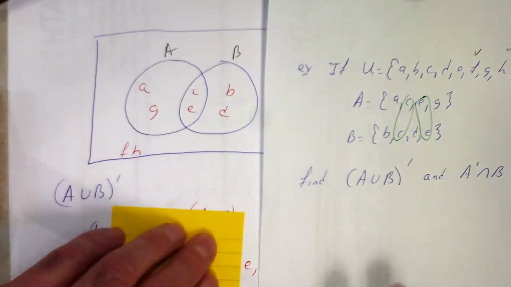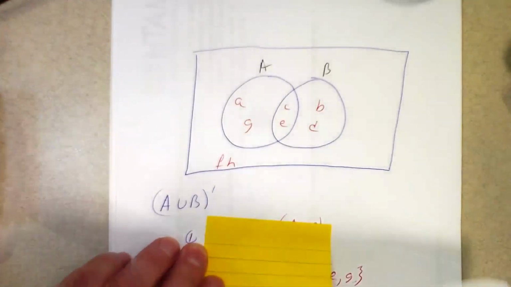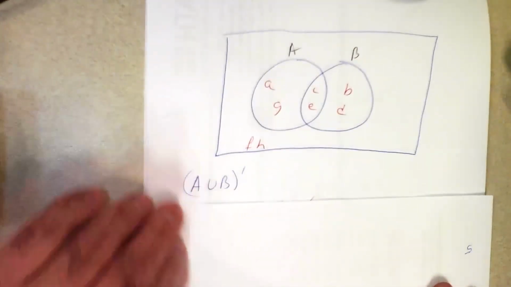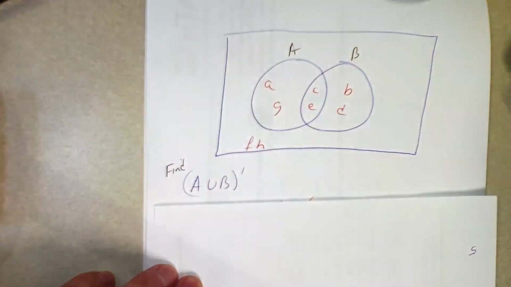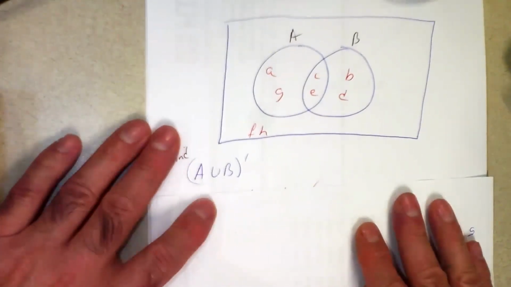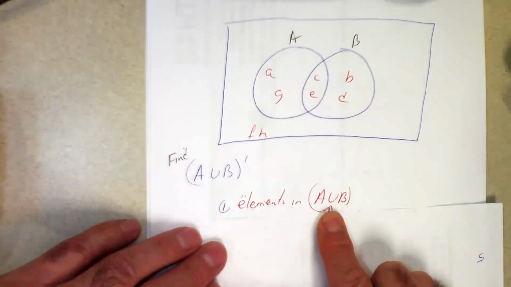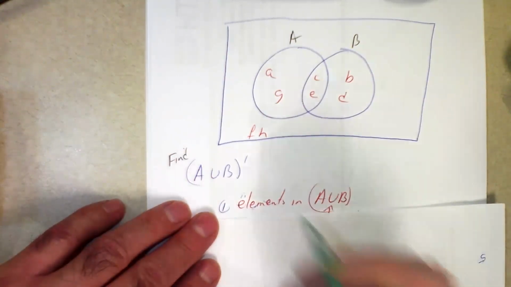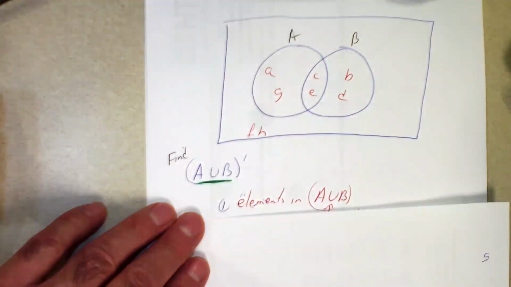All right, so now let's find A union B complement. That's what I want to find. I want to find what the elements are in this column. So here we go. First, we have to identify the elements that are in the union. Remember, union means to combine. So we're doing the inner part first. Work your way from the inside out. I'm doing that part first.